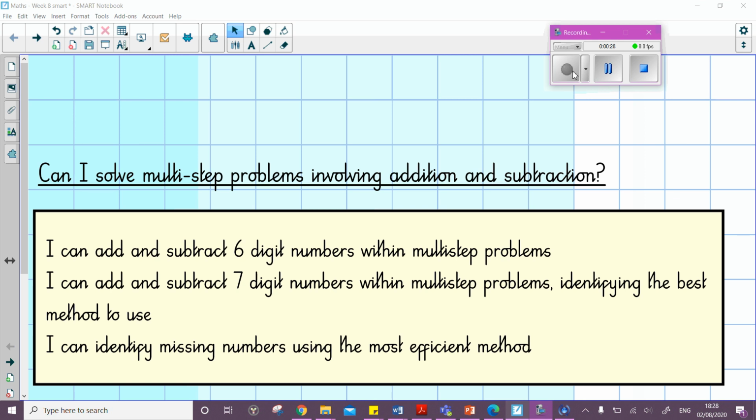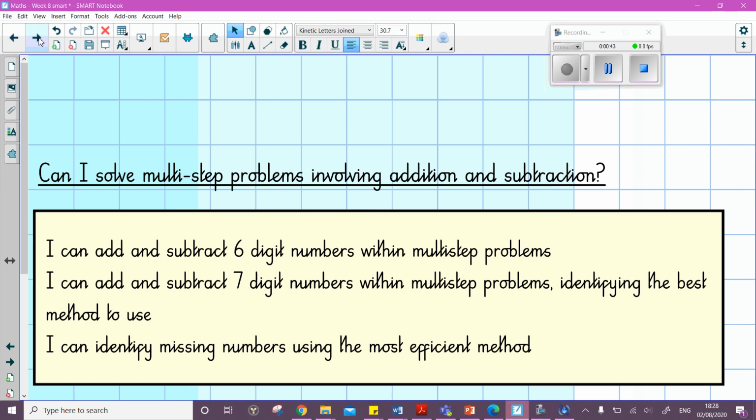You'll be able to add and subtract 7-digit numbers within multi-step problems and identify the best method to use. And also, you might move on to identifying missing numbers using the most efficient method or strategy that you choose.